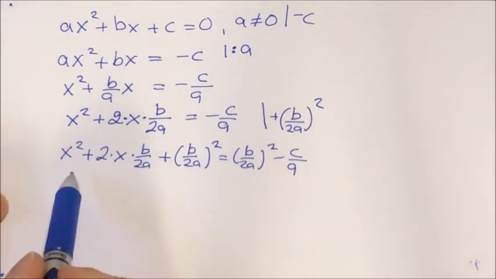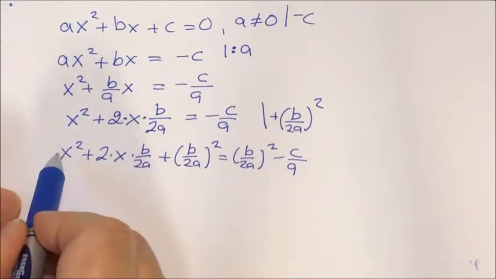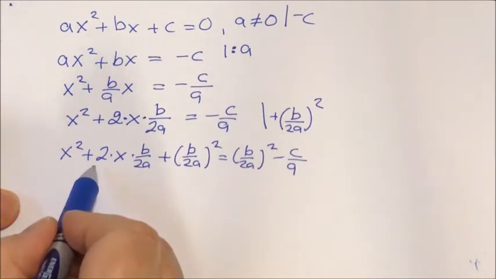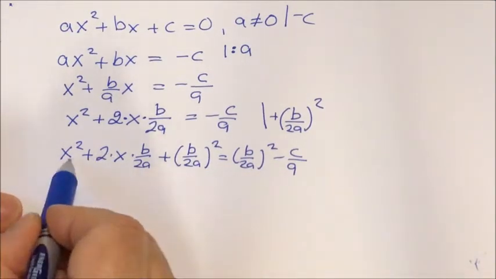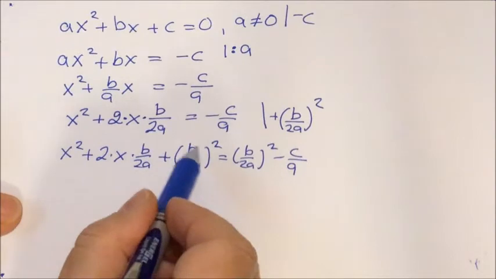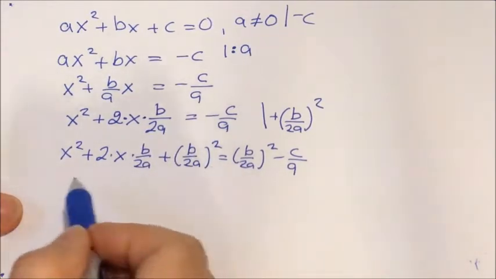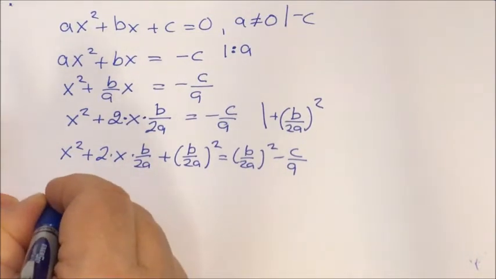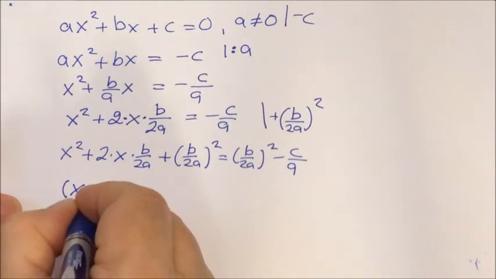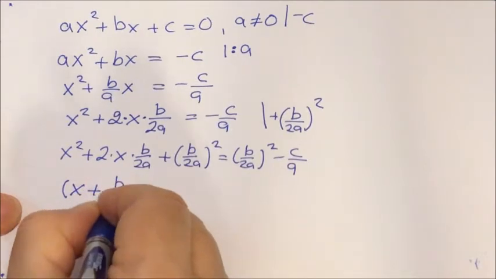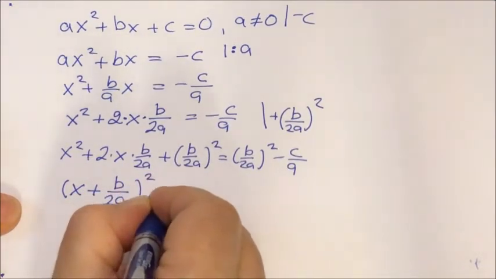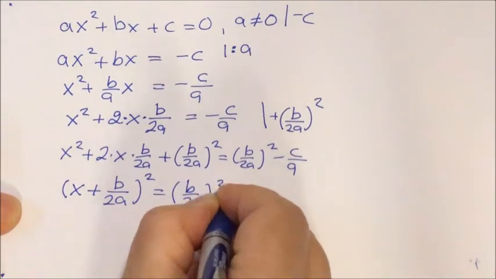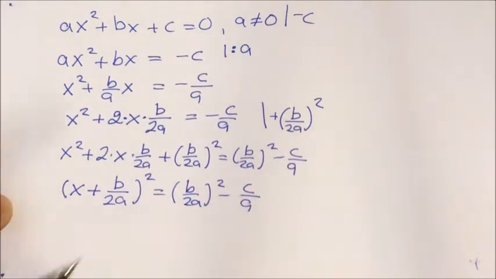Okay, and now on the left hand side we have x squared, and here we have this b divided by 2a squared, and here in the middle we have 2 times this x times this expression. So this can be factorized using one of those binomial formulae, and this will be x plus b divided by 2a, squared, and that equals b divided by 2a, squared, minus c divided by a.